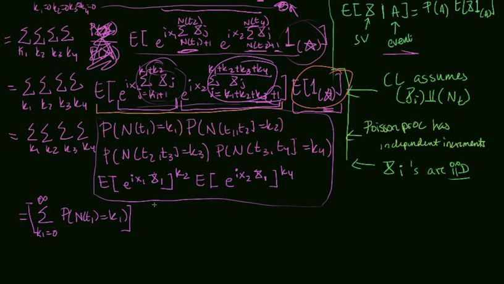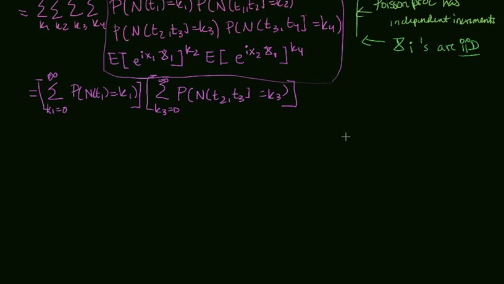Now let us also take a look at K3. The reason I choose K3 is that there is also only one term that depends on K3, and that is the probability that the jump in claim number from T2 to T3 is equal to K3. So we can also take this outside of the rest of the expression. And let's see what else we have.